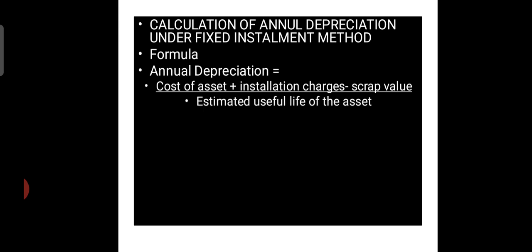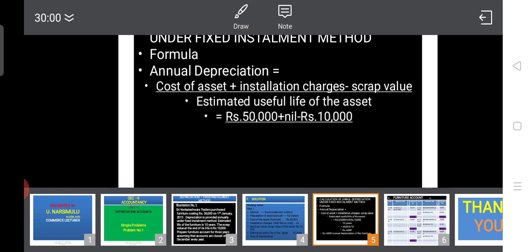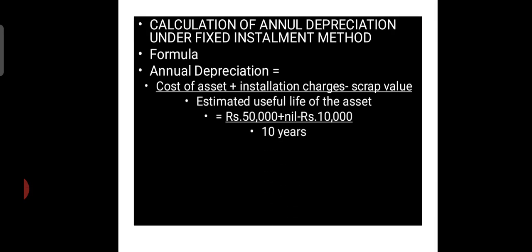Now we can substitute the values in the formula. Cost of asset is 50,000 and installation charges nil, minus scrap value, that is rupees 10,000, and estimated useful life of asset is here 10 years. So, 50,000 plus 0 equal to 50,000 minus 10,000, that is 40,000, divided by 10.